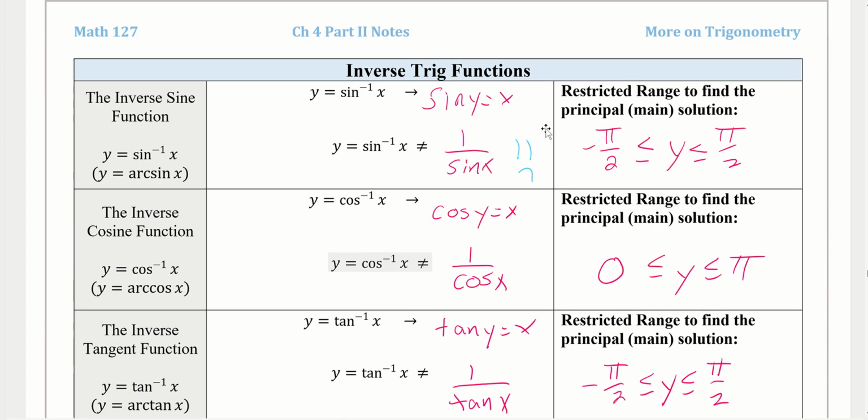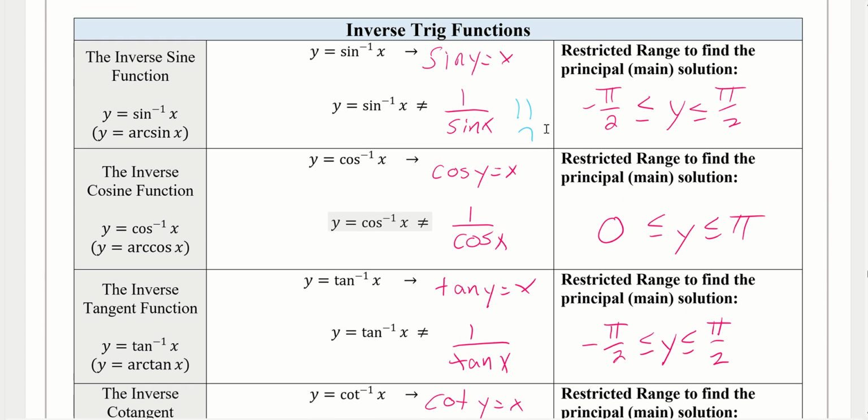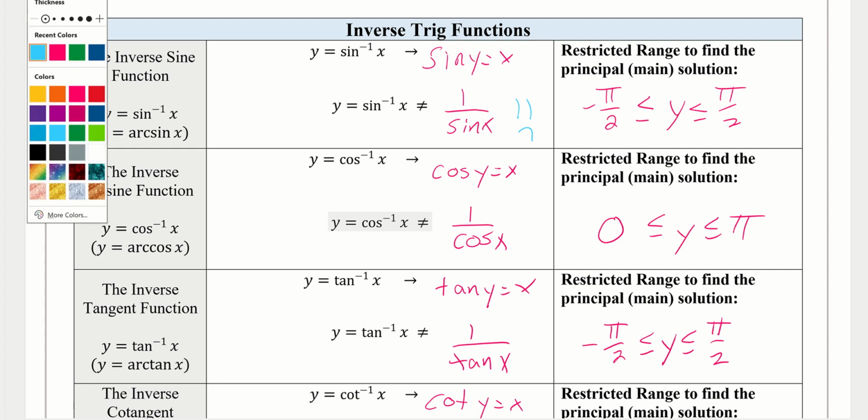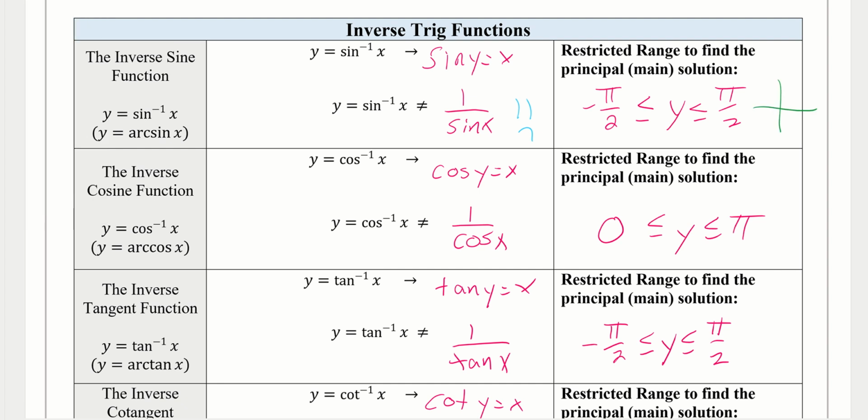Okay. All right. So now this is our restricted domain here. As you're going through this, what you really want to focus on are the positive and negative values of whatever trig function we're talking about represented within this restriction, right? So for sine it's your y values. So from negative pi over 2 to pi over 2, all of your y values are shown within there.